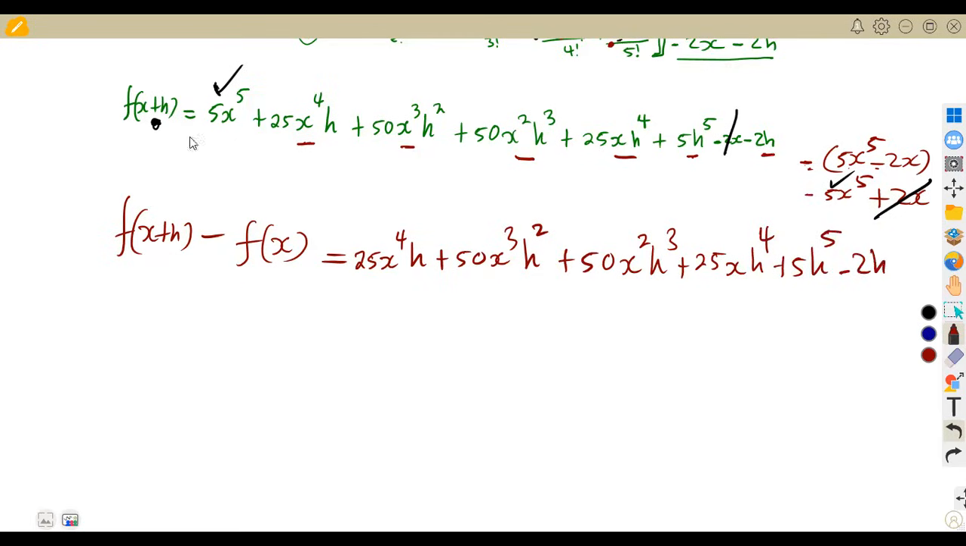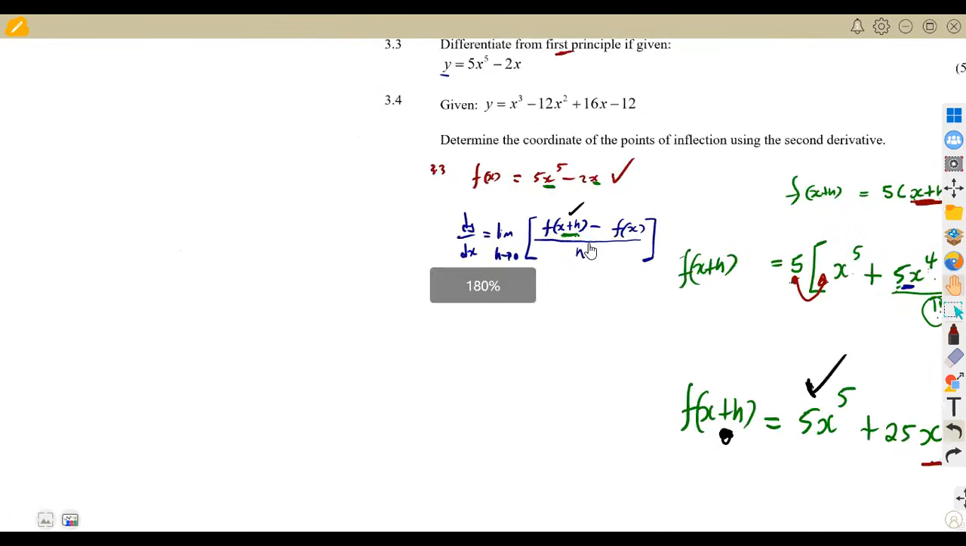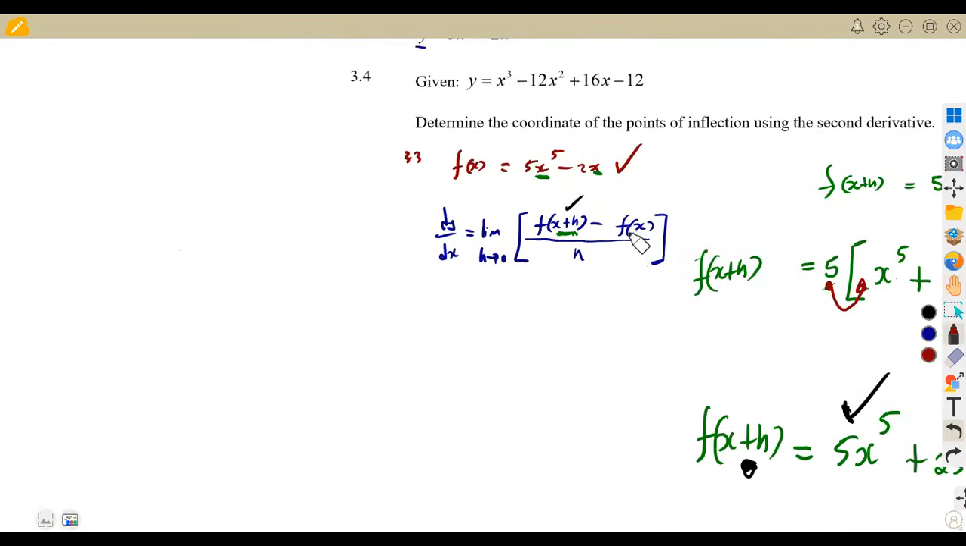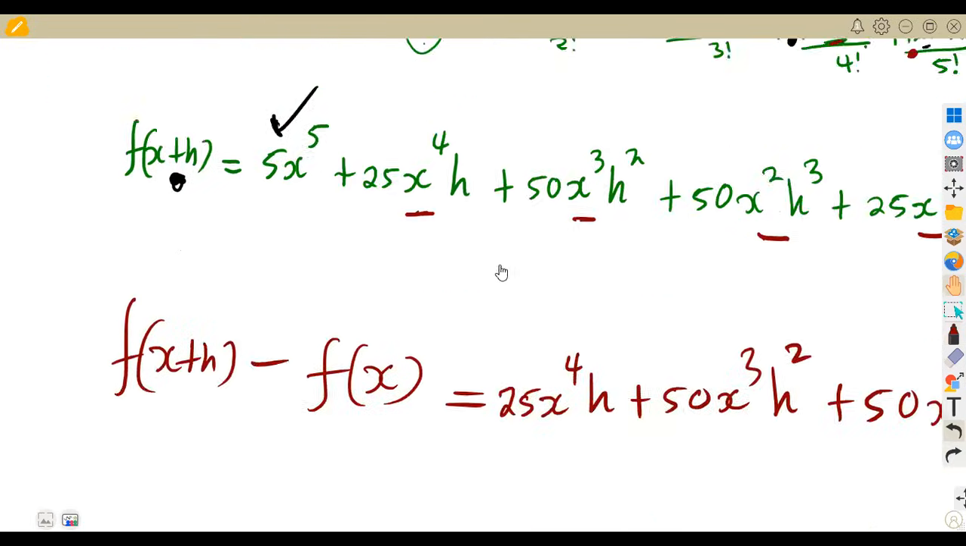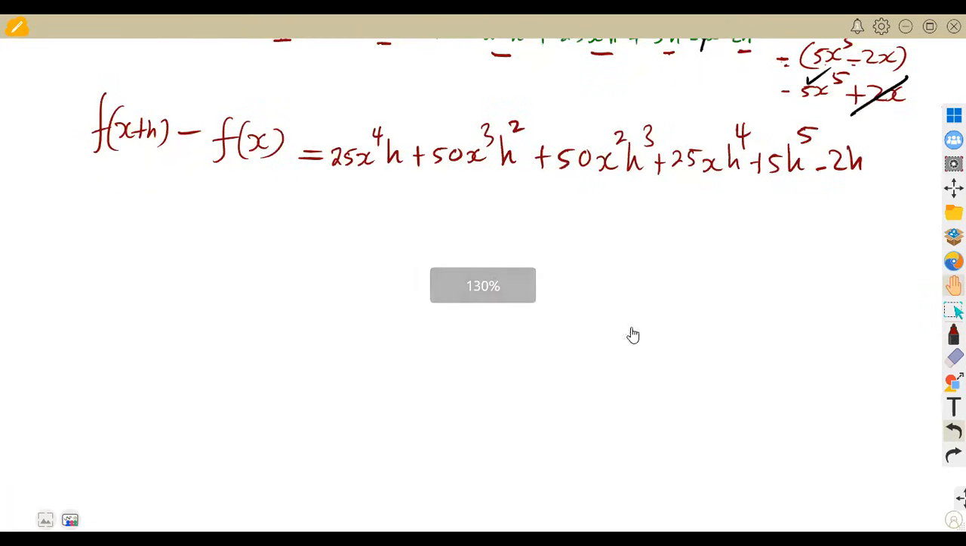This is what is going to remain because we have subtracted, in this case, f of x. So those two cancel. But as we can see also on our formula, we are going to need over h. We are going to divide by h in this case. We have subtracted this time, so we are going to need this to be divided by h. All right. So this is what we are going to have for f of x plus h minus f of x over h.